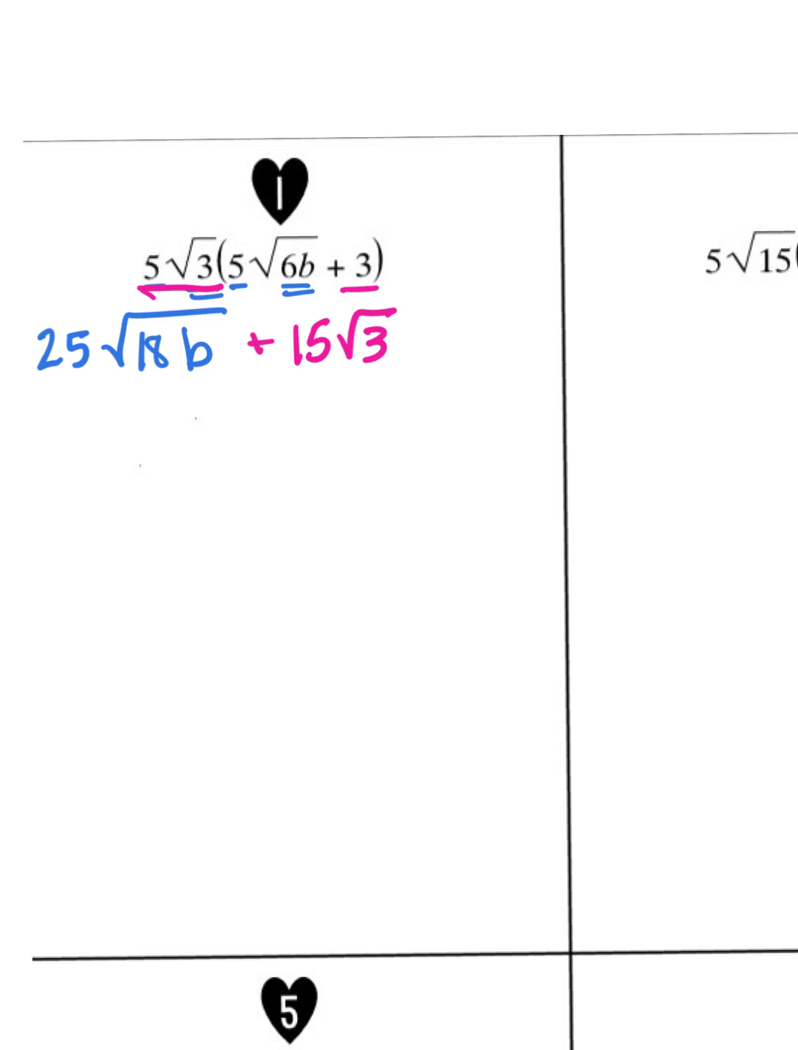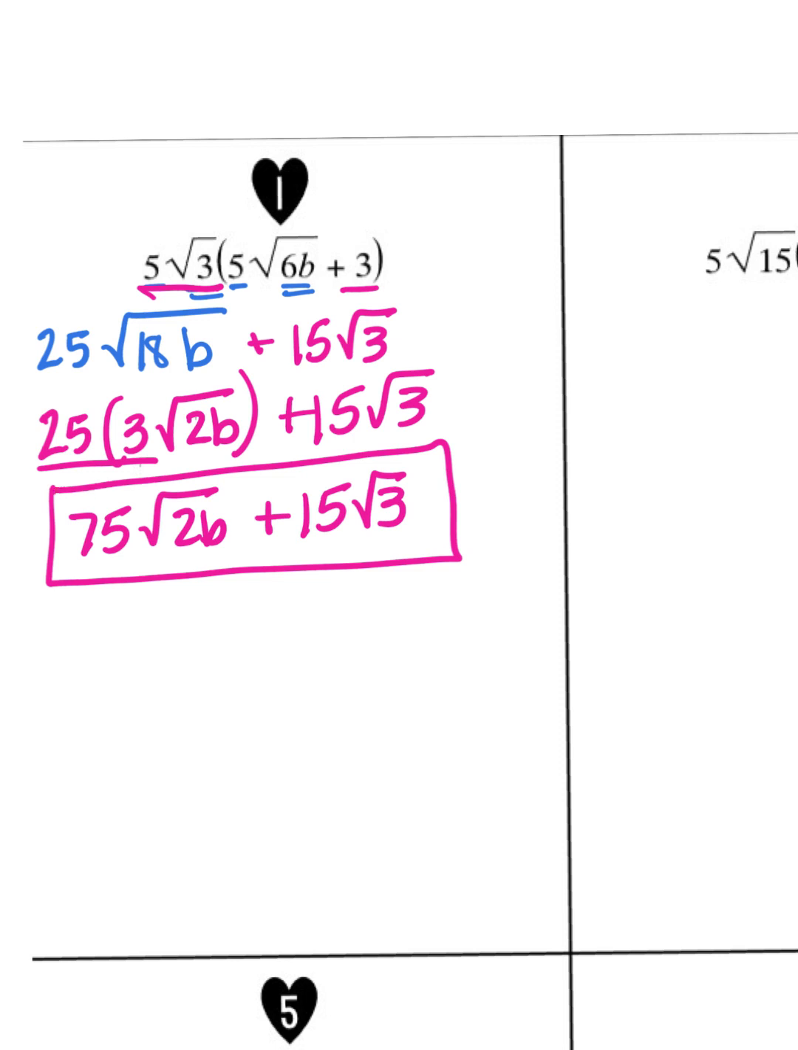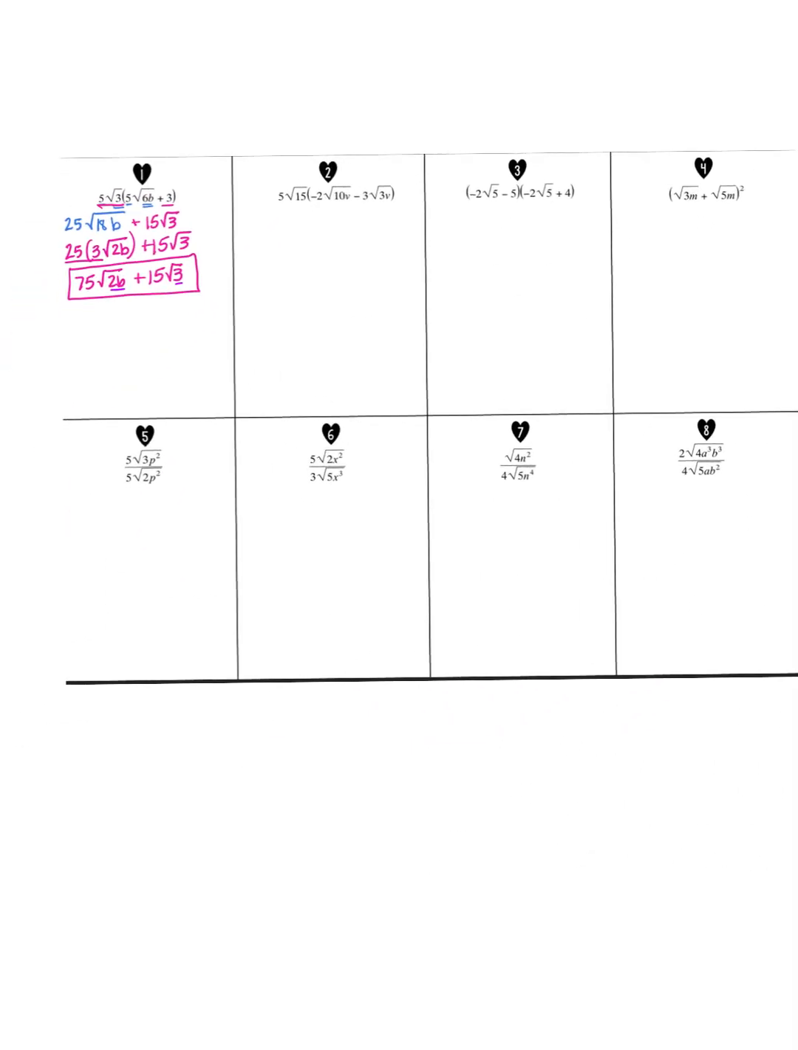Now the 18b will simplify. I know this is going to be 25, and then the square root of 18b is 3 square root of 2b, plus 15 square root of 3. So that's not going to change. Then 25 times 3 is 75 square root of 2b plus 15 square root of 3. And that would be your final answer because 2b and 3 are not the same, so you can't add them together.